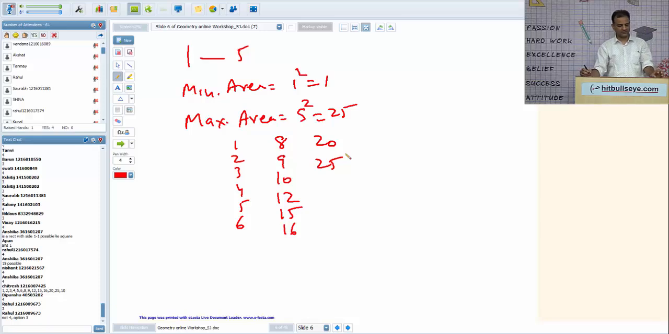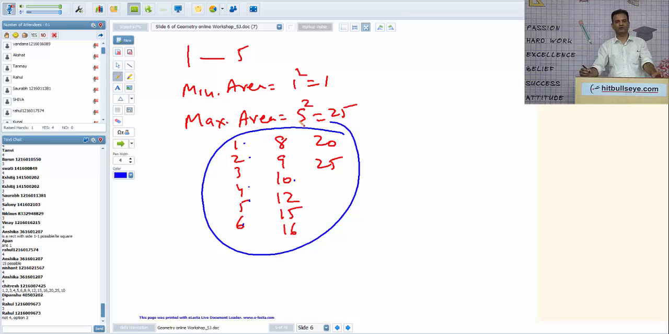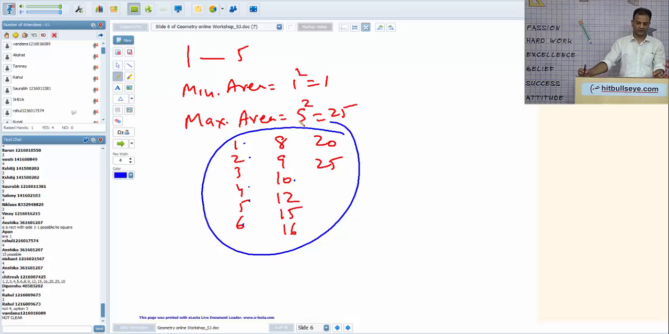So these are the areas. That means how many different areas are possible, friends? You can count: 1, 2, 3, 4, 5, 6, 8, 9, 12, 15, 16, 20, 25. So 14 different areas are possible with integral length. Yes, Chitresh: 1, 2, 3, 4, 5, 6, 8, 9, 12, 15, 16, 20, 25 and 10. You have missed 10.